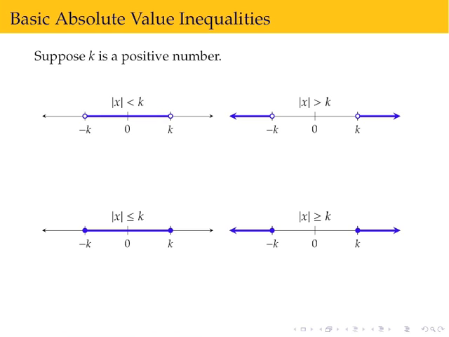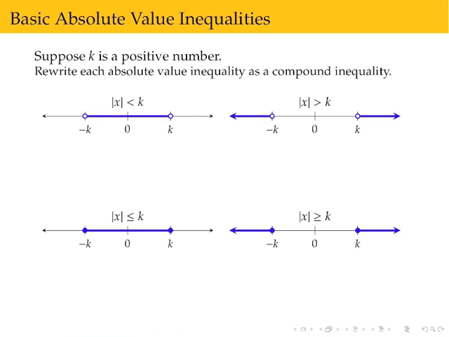So now we'll look at these same inequalities from a different perspective. We want to rewrite each of these absolute value inequalities as a compound inequality, which means we can use more than one inequality symbol, and we won't be using any absolute value signs. We'll start again with the absolute value of x is less than k.